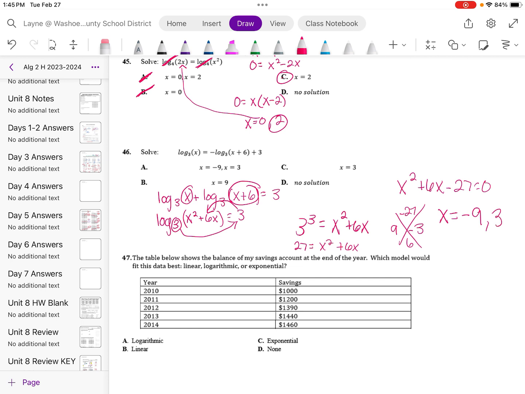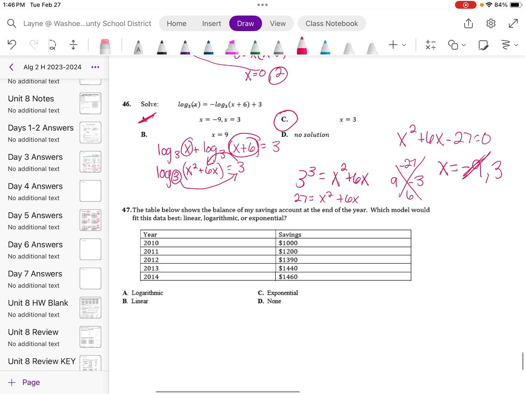But we can't take the log of a negative or 0. And if I were to plug negative 9 in there, that would be log of a negative. We can't, so negative 9 is not going to work. So just 3 will work. And if we plug 3 in, we don't get any negatives or log of 0. So that works out. So our answer should be C.